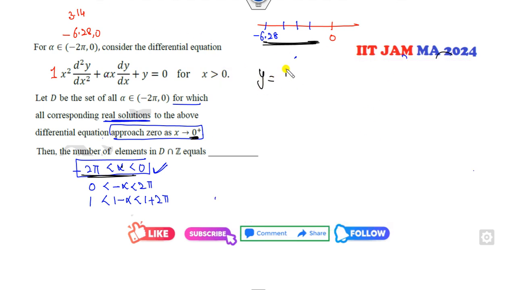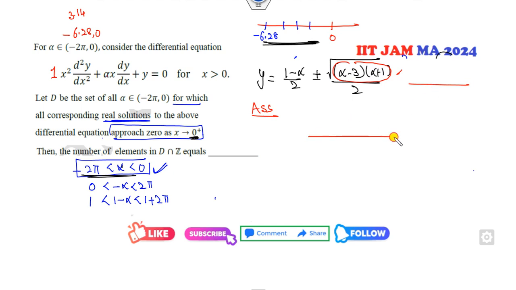My solution will be (1 minus alpha) over 2 plus or minus the square root of (alpha minus 3)(alpha plus 1) of this. Let's say firstly, case 1: assume this number is negative. That means it lies between minus 3 and plus 1, but we are bothering only about here. So whenever alpha lies here, this number will be negative. So it's a complex number, but (1 minus alpha) by 2 is always a positive number. Then the solution will be x to the minus of this times C1 cos and C2 sine.